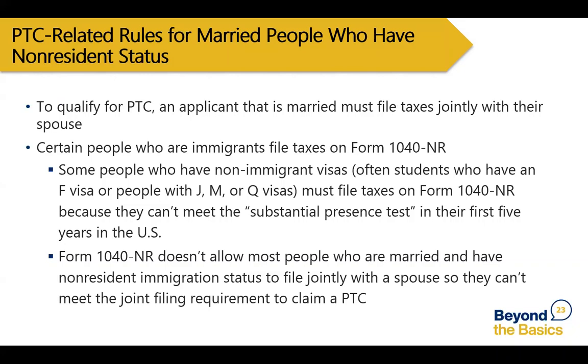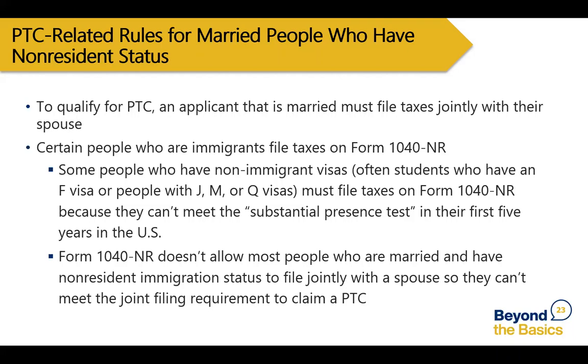Okay, so I lied. There's one more topic that I'm going to bring up, and this is premium tax credit related rules for people who are married that have non-resident status. And when I use the word non-resident status here, it is the term that is utilized within the context of tax filing for federal taxes. So to qualify for a premium tax credit, an applicant that is married must file taxes jointly with their spouse. So we know that that's a general rule for premium tax credit eligibility, right? If an individual is married, they have to file taxes jointly.